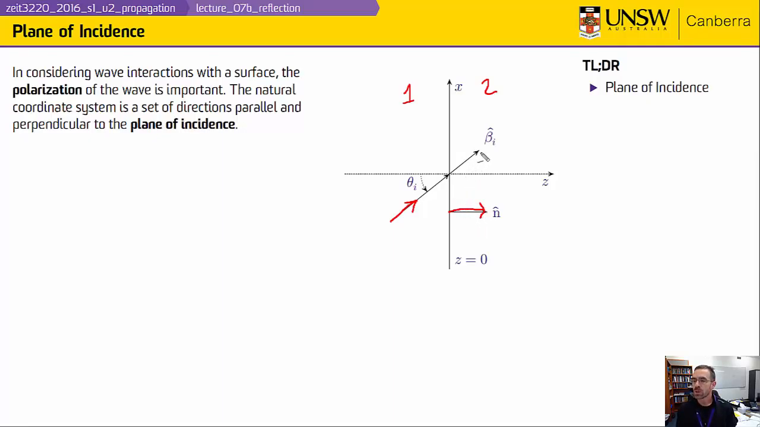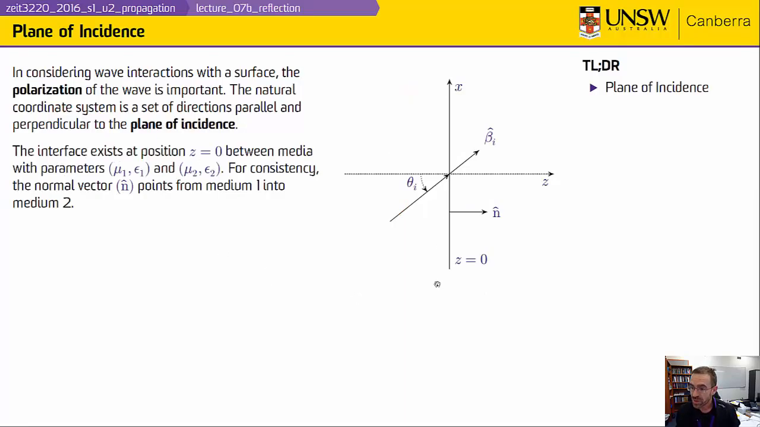So there are two vectors that are important to us. Here I've got a unit vector pointing in the direction of propagation, and here I have a unit vector pointing normal to the surface. These two vectors define the plane of incidence. Two vectors uniquely define a plane, and in this case, it's the plane of the screen. So something that's in the plane of the screen is parallel to the plane of incidence, and something that's out of the plane of the screen is perpendicular to the plane of incidence.